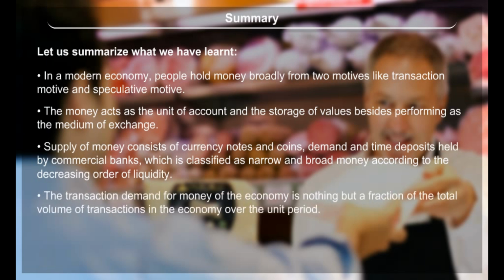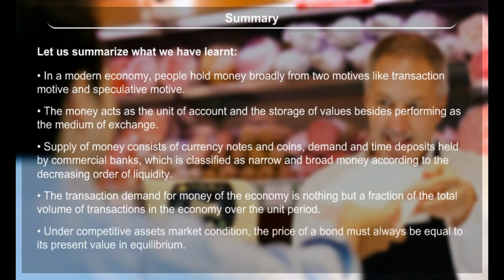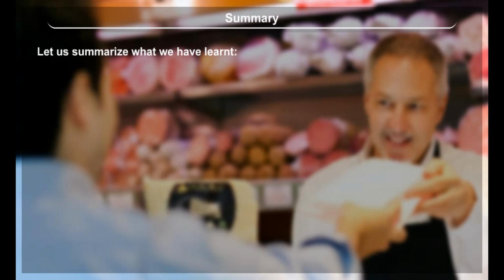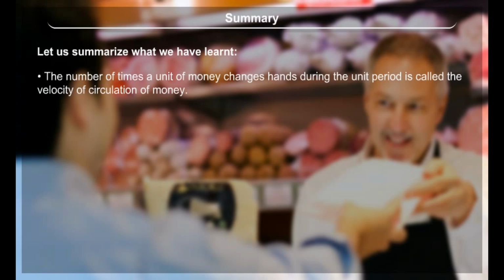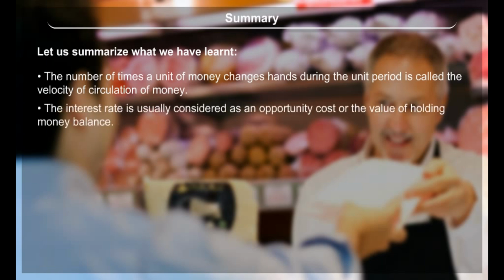The transaction demand for money of the economy is nothing but a fraction of the total volume of transactions in the economy over the unit period. Under competitive assets market conditions, the price of a bond must always be equal to its present value in equilibrium. The number of times a unit of money changes hands during the unit period is called the velocity of circulation of money. The interest rate is usually considered as an opportunity cost, or the value, of holding money balances.